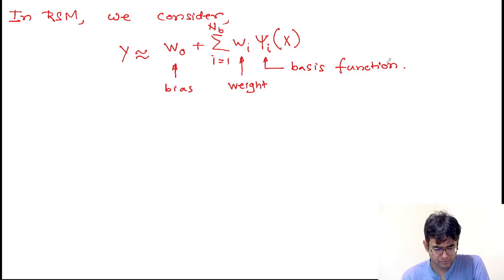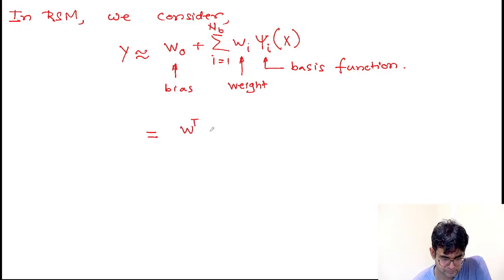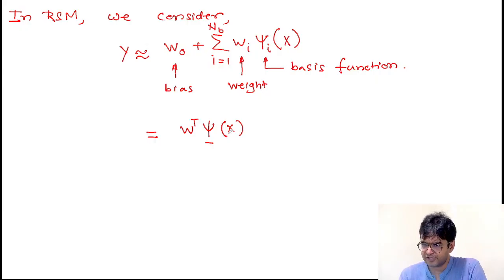Okay, if I want, I can write it in this form also: W transpose psi of x. If I want, I can write it in the vectorized notation. Clear?